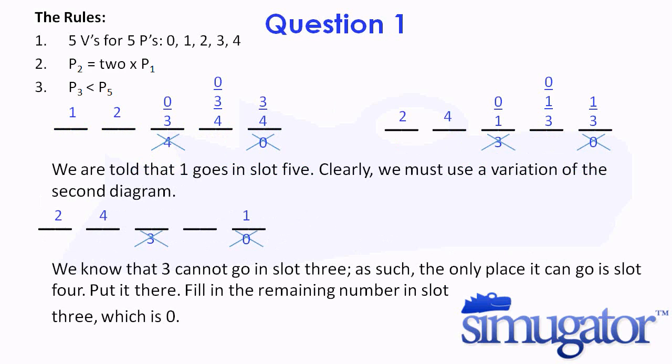So question 1. We're told that 1 must go in slot 5. Look at the diagrams up top. The only way that 1 can go in slot 5 is if we're in master diagram 2. So I'm going to draw out the diagram that we have up top and put 1 in slot 5. Now we know that 3 cannot go in slot 3, and as such, based on what we have here, the only place it can go is in slot 4. Put it there. Fill the remaining number into slot 3, and that remaining number is 0.